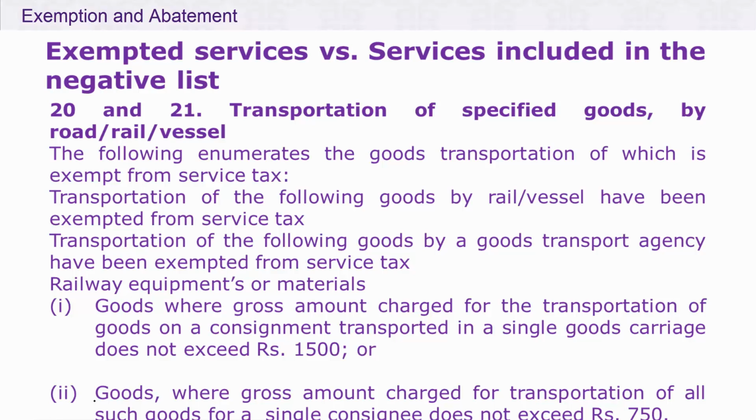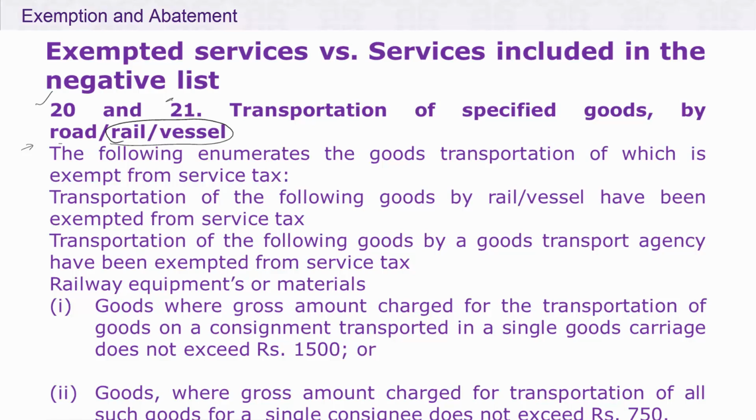Entry number 20 is talking about services by way of transportation by rail or a vessel from one place in India to another of the following goods. By rail or vessel, these are the things entry number 20 is talking about. But road, GTA, that is what entry number 21 is talking about. When you read, you should read carefully.